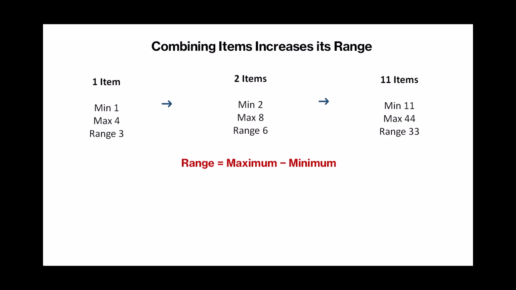Remember that each depression item is scored from 1 to 4, producing a range of 3. When 2 items are combined, the possible scores expand from 2 to 8, producing a range of 6. When all 11 items are combined into a depression scale, scores can range from 11 to 44, producing a range of 33. We will focus on scale development later in the lecture. For now, it is just important to understand the concept of range.